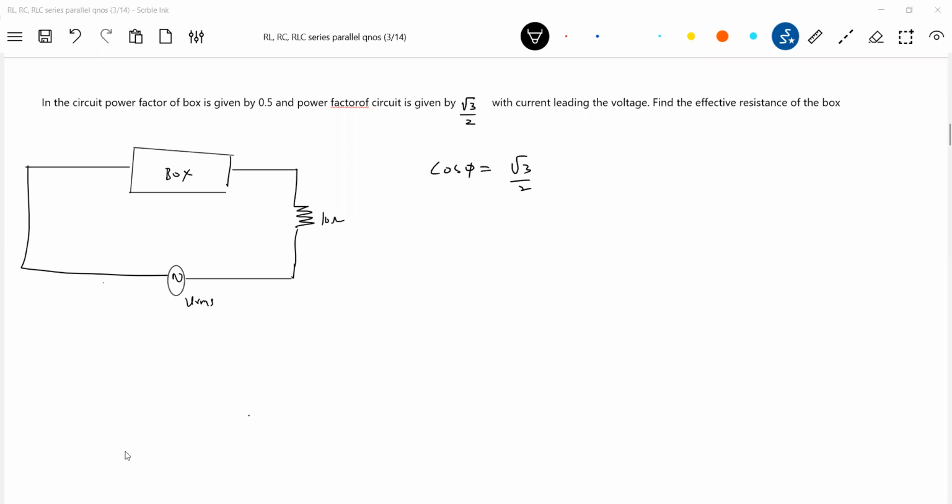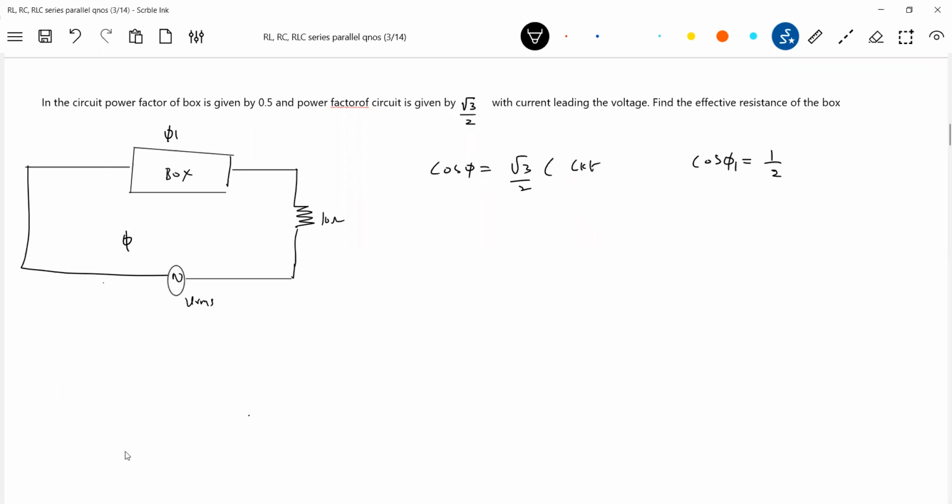No, this is for the total circuit here. Of the total circuit, I'll write phi. That of the box, I'll write phi 1. And the power factor of the box is given as 1 by 2.